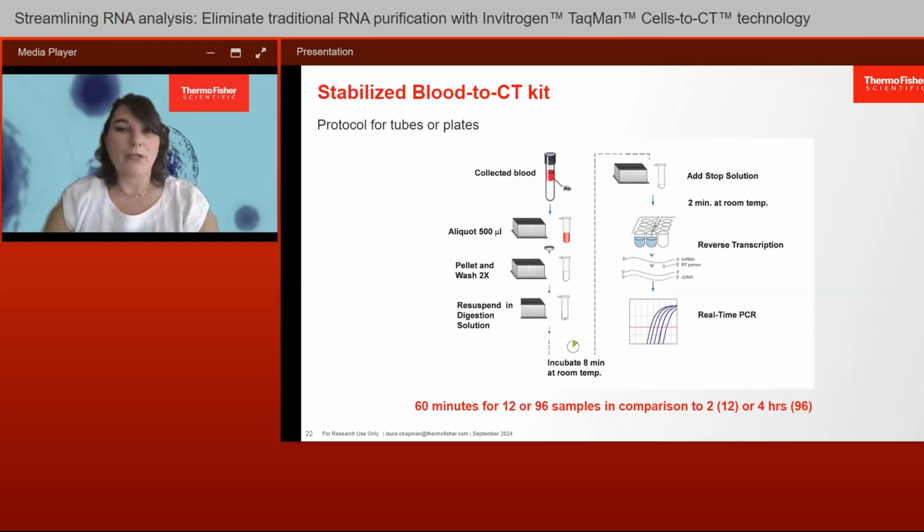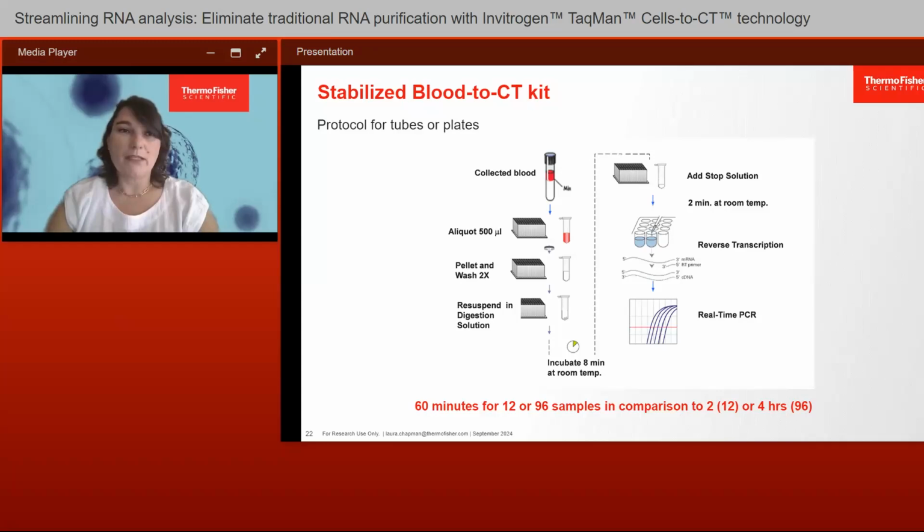Or if you're doing a high throughput and you have lots of blood samples that you want to process, you could also use a 96-well plate method. And so you would aliquot 500 microliters of that stabilized blood into either the tube or the plate format, depending on what fits your needs. Pellet those and then wash the pellet a couple of times to get rid of any inhibitors that have come along with the blood. And then you resuspend in the digestion solution and incubate that for 8 minutes at room temperature. Once the incubation time is up, then you would add the stop solution, allow that to sit for 2 minutes to fully inactivate your lysis reagents, and then you're ready to go into RT-PCR.